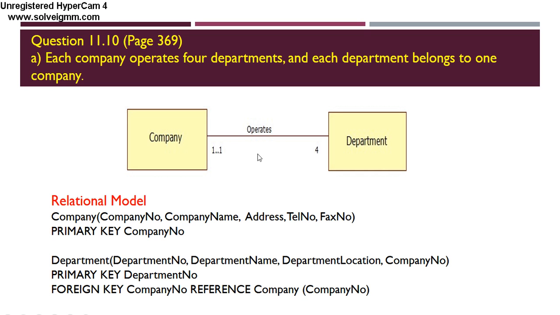So the company primary key will be inherited by the department entity. The relational model is company, which has company number, company name, address, telephone number, fax number, and the primary key is company number, while the department has department number, department name, department location, company number. The primary key is department number, and the foreign key is company number referencing company number.